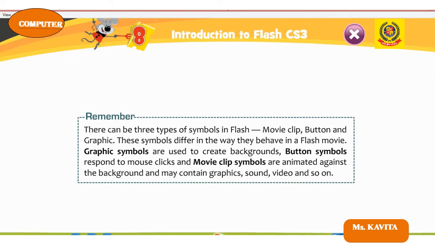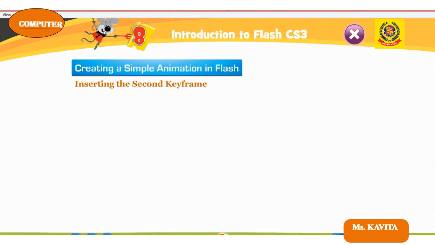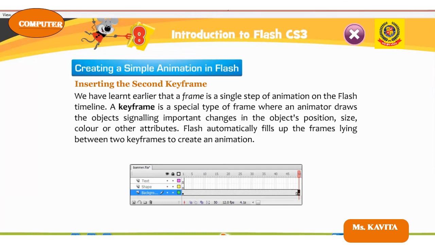We have learned that a frame is a single step of animation on the Flash timeline. A keyframe is a special type of frame where an animator draws the object, signaling important changes in the object's position, size, color, and other attributes. Flash automatically fills up the frames lying between two keyframes to create an animation.